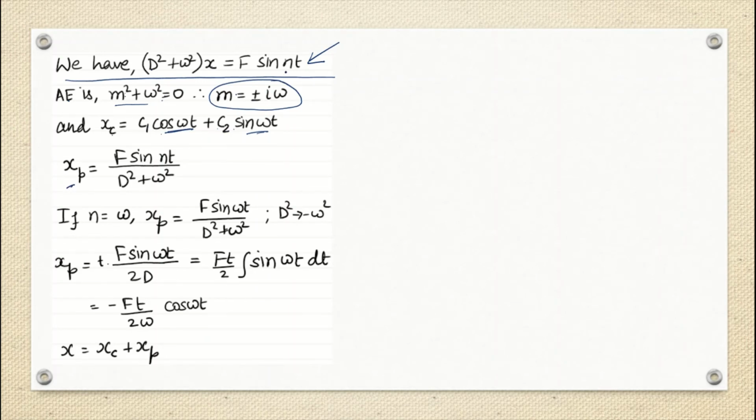xp is what? Whatever is present on the right hand side, this function we will copy down, and then the denominator will be in the form of the differential operator. So we have written down this, our xp. Finally, this term plus this term will be your answer, right?